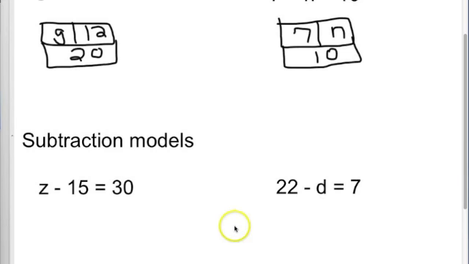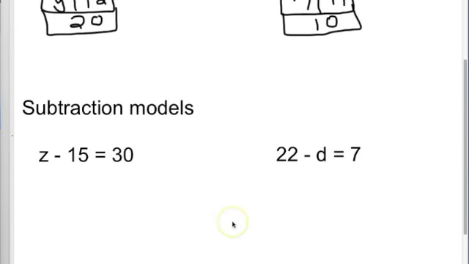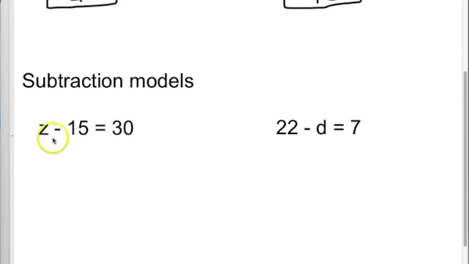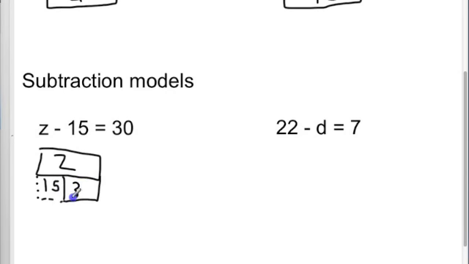Now we're going to look at subtraction models. And in our subtraction models, we are going to take what we have been using and then expand on that, just like we did with the addition models. In our subtraction model, we have z minus 15 equals 30. Well, we have to start out with z, because that's the total, what we start out with. And then 15 is what's being taken away from z. So we have to represent the 15 that's been taken away from the z, and that leaves us with, or equals, 30.